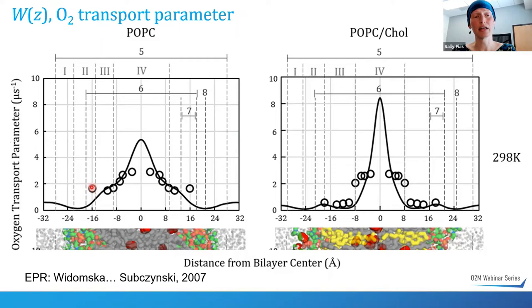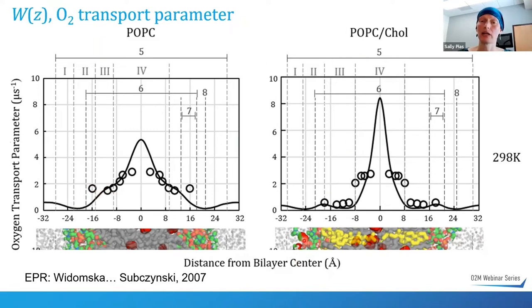They assigned its position to around plus or minus 16 angstroms from the bilayer center. And for us, the head group density occurs farther out, and that's confirmed experimentally that the head groups are placed out here. So the EPR probe is measuring somewhere in this area, or possibly a little deeper, we think.